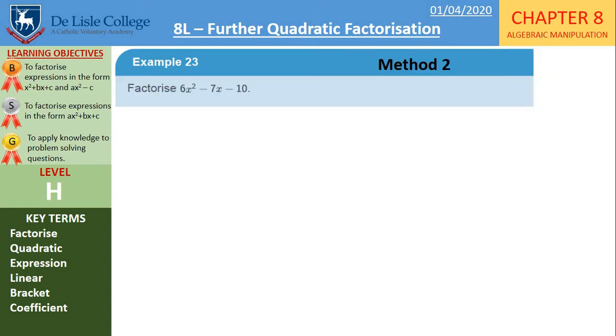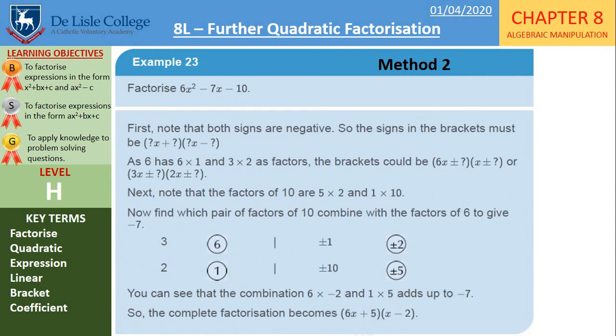A second example with this method. Now, this time both signs are negative, which means one of our values in the bracket is going to be positive, one is negative. So that already makes this slightly more tricky. 6 is not a prime number. It has two pairs of factors.